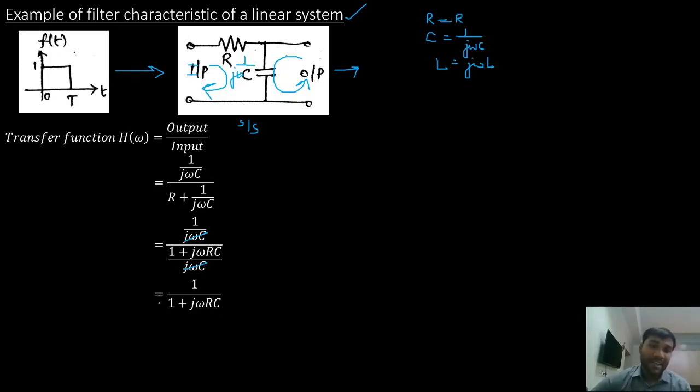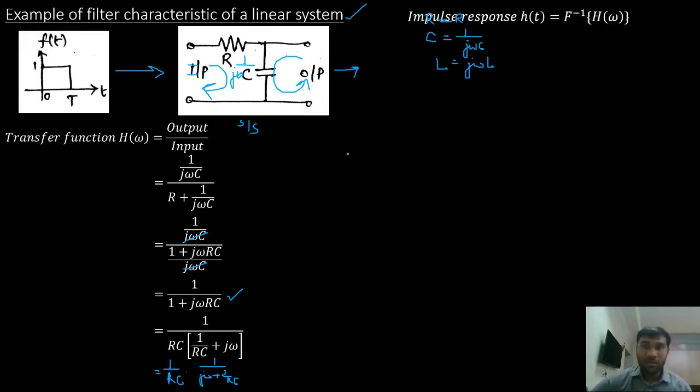Now this is my H of omega. I'm trying to get this into the standard form to find my impulse response. So I'm going to take RC common in the denominator, and I have 1 by RC over 1 by RC plus j omega. So 1 by RC is my constant, and then 1 by j omega plus 1 by RC. This is in the form of 1 by j omega plus A.